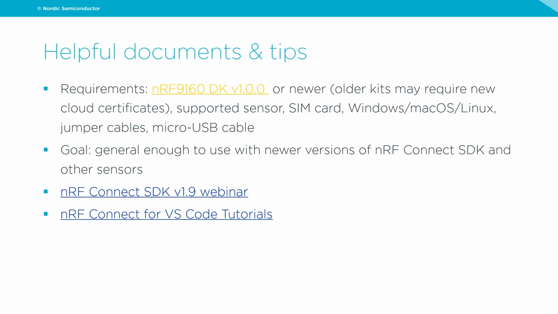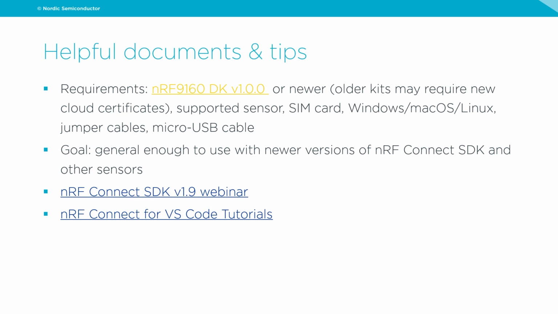Ideally, you want version 1.0.0 or newer. Older kits may require new cloud certificates. Also, if you're using revision 1 of the nRF9160 SiP, it might not work as well. So ideally you want version 1.0.0 of the kit. That's the one I'm testing with, but it should be able to work with older kits too. But I can't guarantee it'll work out of the box.